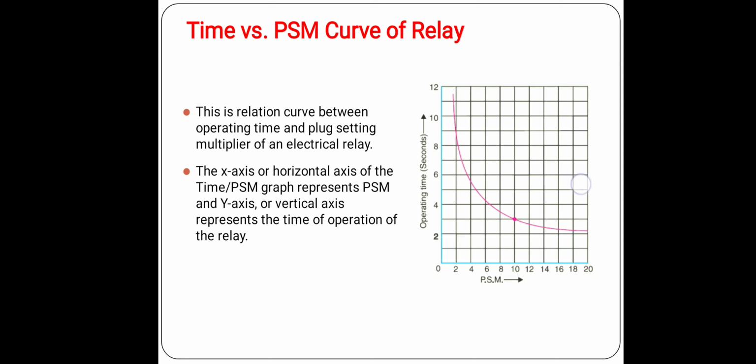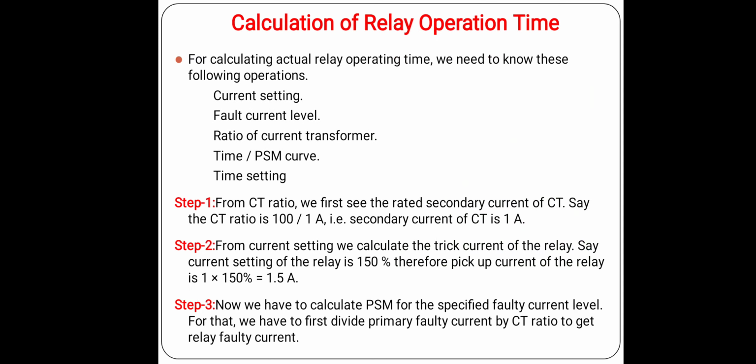Now, coming to the calculation of relay operation time from the point of view of numerical examples on how to set the relay operation, we need to know the following: the current setting, the fault current level, the ratio of the current transformer, the PSM, and the time setting. If we move step by step, first we need to find the rated secondary current of the CT from the CT ratio. If we need to solve numerical examples based on PSM and TSM, we need to follow these steps very carefully.